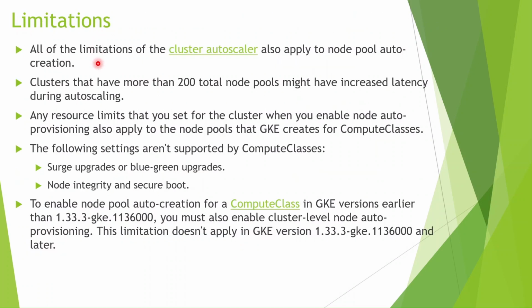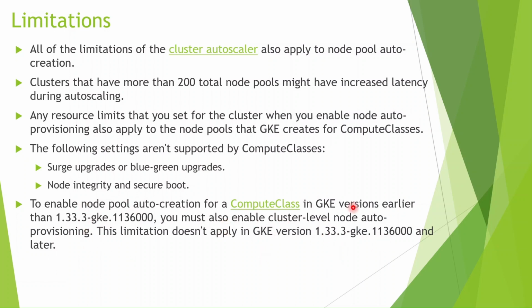For the limitations, all the limitations which apply to the cluster autoscaler, which we have already seen in the previous video, will apply on node pool auto creation also. And if your cluster has more than 200 node pools, you may face some latency during autoscaling. And any resource limit that you set for the cluster when you enable node auto provisioning also applies to node pools that GKE creates for compute classes, as we have already seen. And these settings are not applied: surge upgrades and blue-green upgrades will not work with compute classes, nor will node integrity and secure boot.